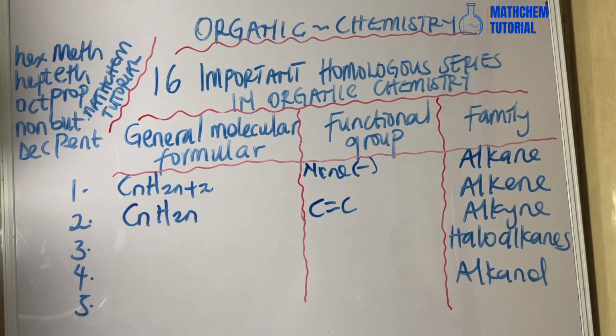And we have types of double bond. We have the conjugated one, the isolated one, and then the cumulative one. So that one will be in our next video.